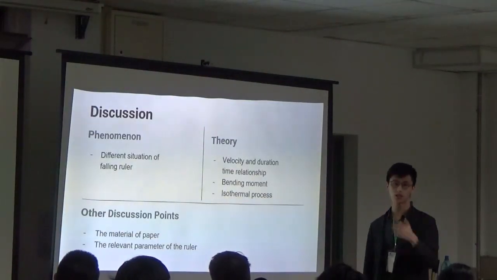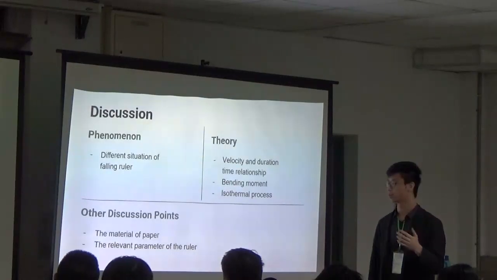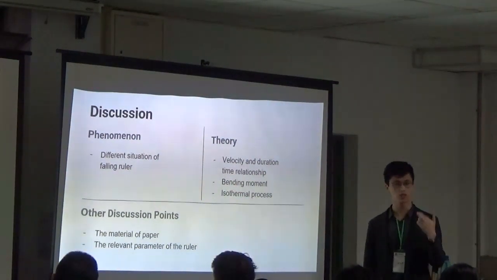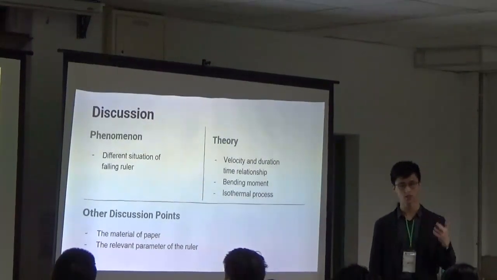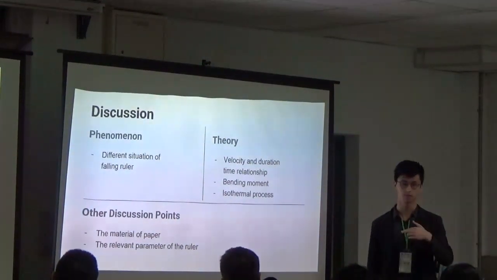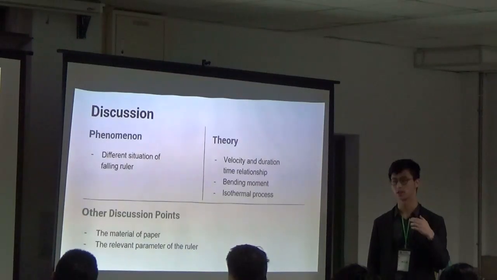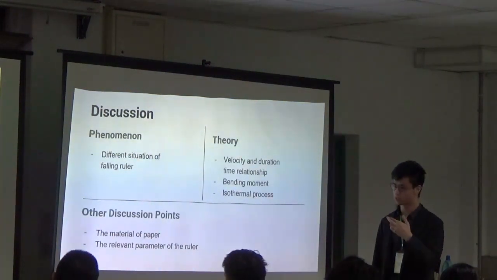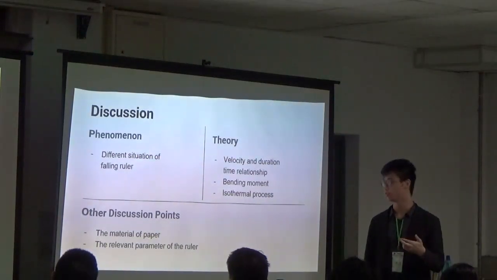So here are the discussion points that I would like to discuss later. First is the different situations of the falling ruler. I think it's really interesting that the reporter actually proposed several circumstances that can be considered as the ruler falling down. So I would like to discuss further about these circumstances and how they fall.